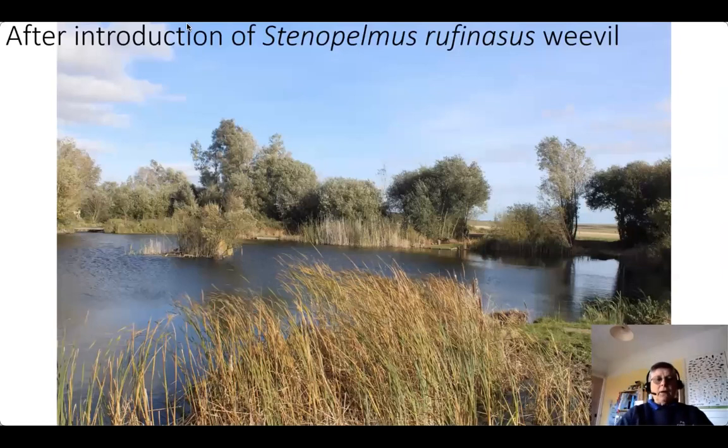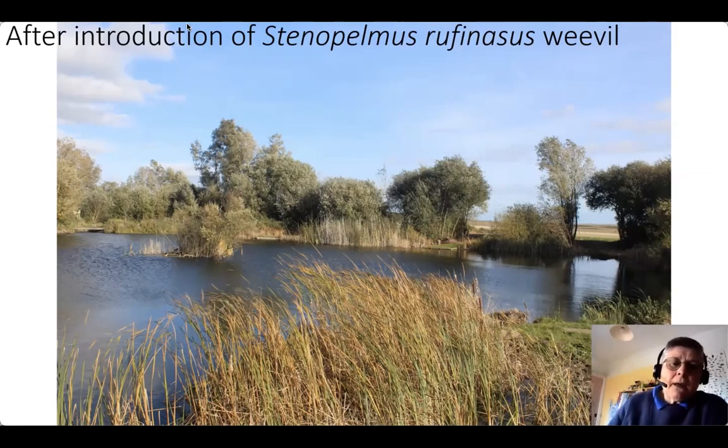However, one of the things that I did suggest was that we introduced a weevil. It's available from, can't remember at the moment, but I will put it in the notes afterwards. This weevil is Stenopelmus rufinasus. It's a North American weevil. It doesn't survive in this country once it's chewed up all the azolla.